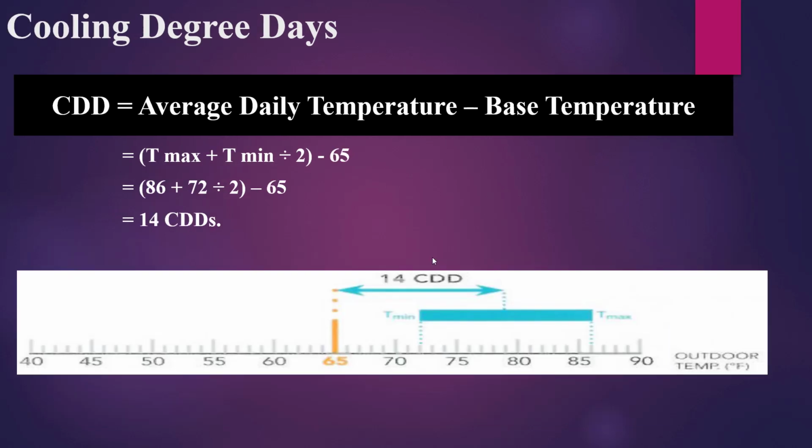What is the meaning of cooling degree days? Cooling degree days, CDD, are a measure of how hot the temperature was on a given day or during a period of days. A day with a mean temperature of 80 degrees Fahrenheit has 15 CDD. If the next day has a mean temperature of 83 degrees Fahrenheit, it has 18 CDD. The total CDD for the 2 days is 33 CDD.